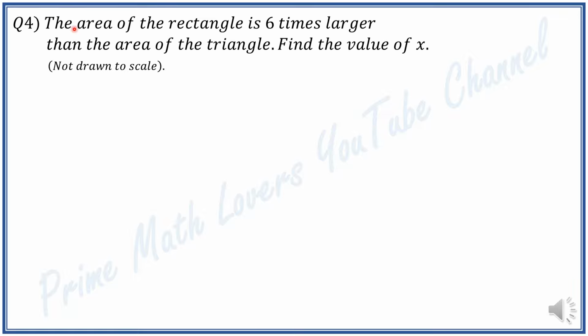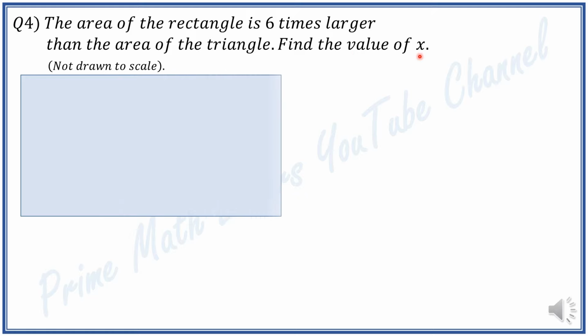Question 4. The area of the rectangle is 6 times larger than the area of the triangle. Find the value of x. We have a rectangle and a right angle triangle. The length of the rectangle is 18 centimeters and the width is x centimeters. And the base of the triangle is 5 and the height is 6.